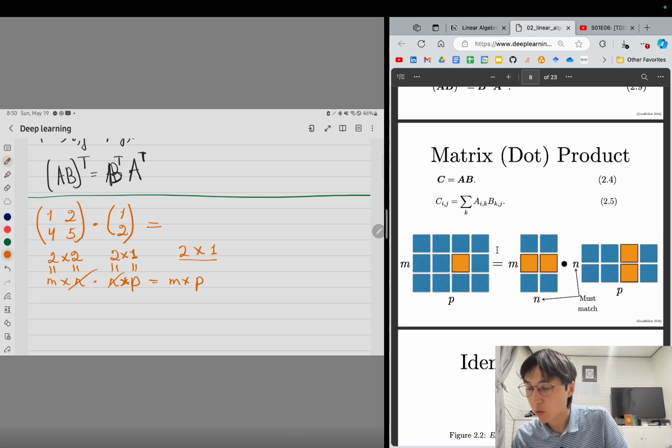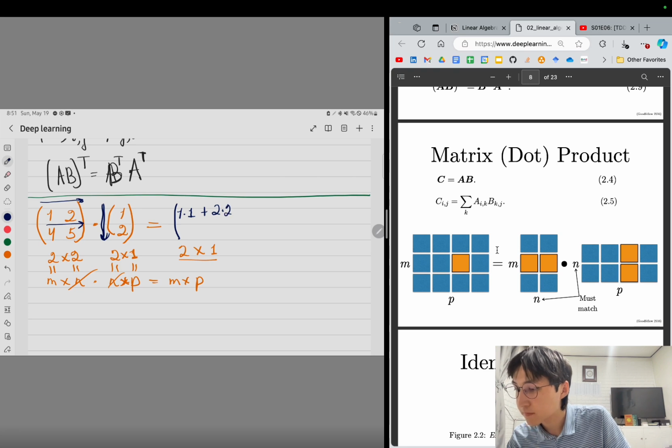It's 2 by 1. So what we will do here is multiply horizontally and vertically. So what are we receiving? 1 multiplied by 1 plus 2 multiplied by 2. And 4 multiplied by 1 plus 5 multiplied by 2. It means 1 plus 4 is 5, and 4 plus 10 is 14. Okay, so that's what we are receiving.